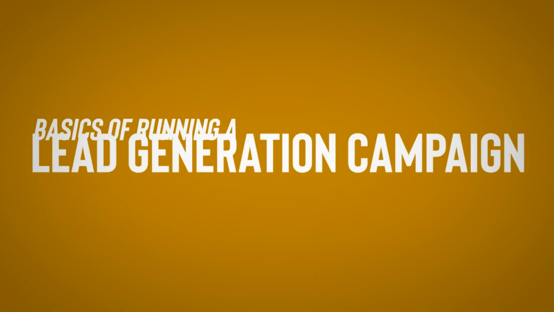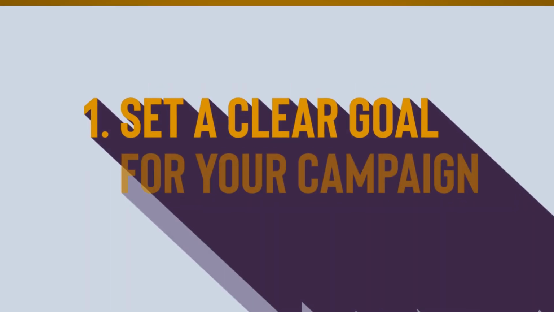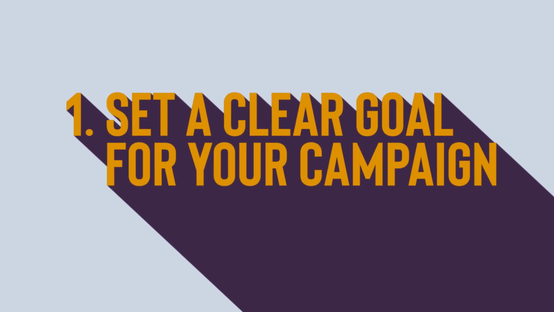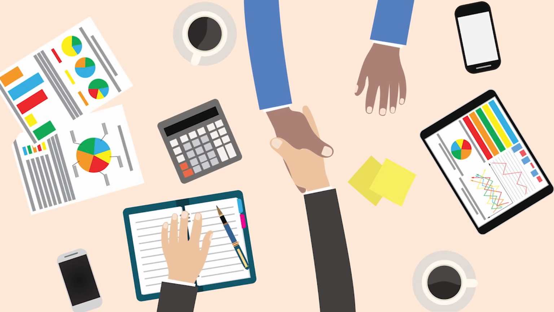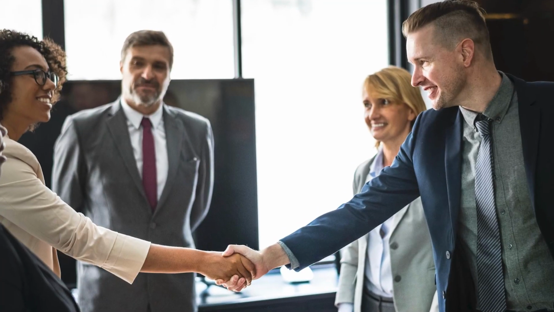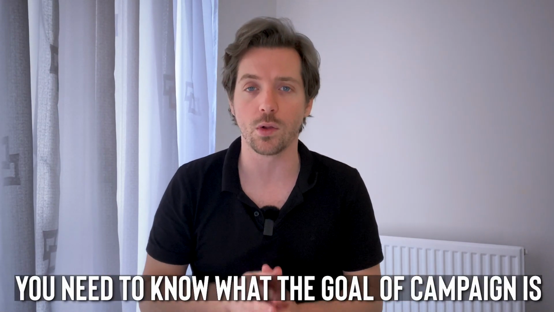So let's talk about the basics of running a lead generation campaign. The first thing you want to do is set a clear goal for your campaign. What did you actually promise the client? Are you generating closed deals? Or are you just generating form fill-outs? Or are you generating appointments on the calendar? What is the actual goal for this campaign? And you need to know the goal of the campaign so that you know what to actually do. The task list for generating form fill-outs is going to be different than the task list for actually closing deals at the bottom of the funnel and the task list for appointment setting. So you need to know what the goal of the campaign is.